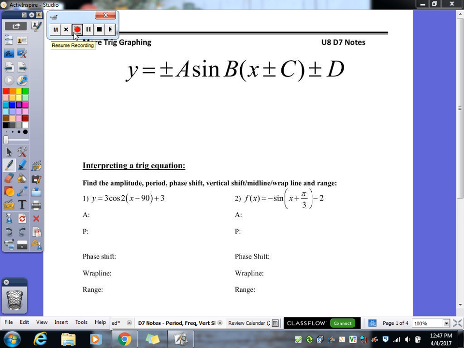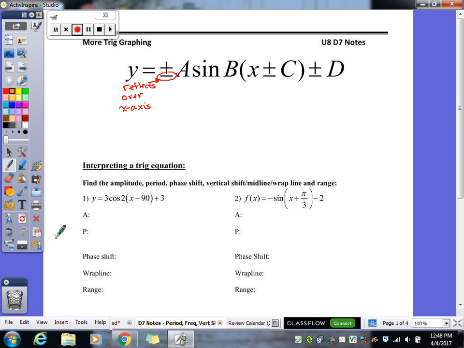Last set of notes. So here is our basic equation, y equals a sine b(x plus or minus c) plus or minus d. A lot of these things are exactly the same as our other transformations of the other functions that we've talked about before. So like here at the beginning, if this were negative, that means it reflects over the x-axis. Just like with any other function, if you have a negative out in front of it, it makes it reflect over the x-axis and it goes down as opposed to up.